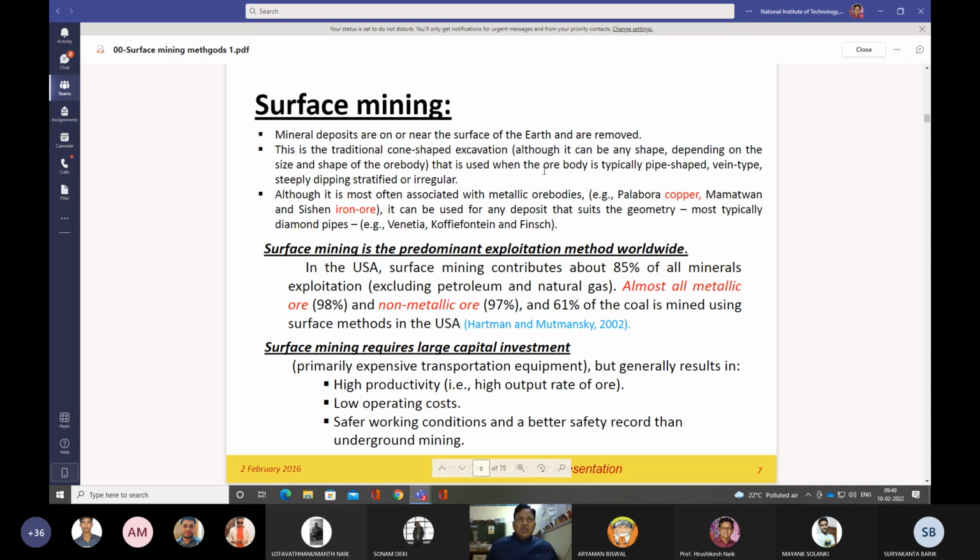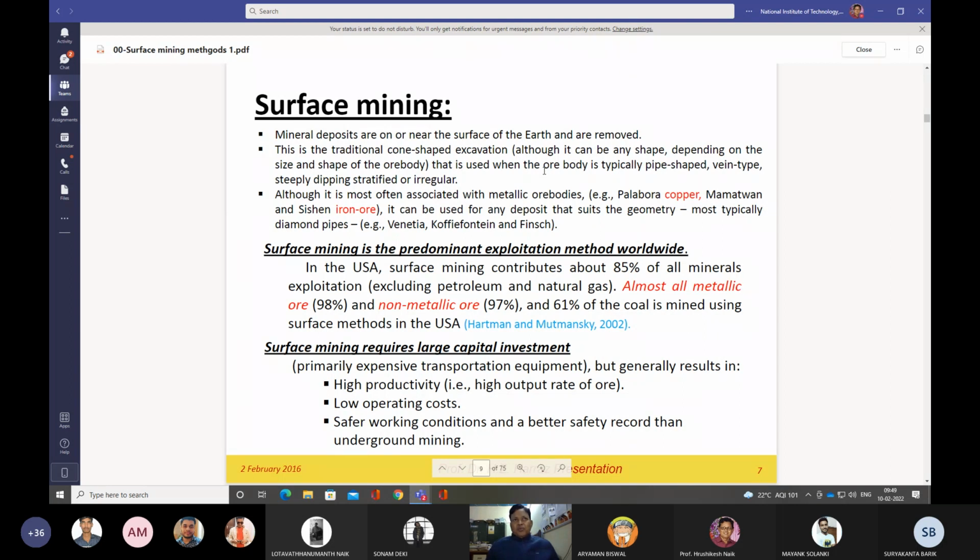The surface mining is the traditional cone-shaped excavation. As I have shown you the diagram, it is a cone-shaped excavation. It can be any shape depending on the size and shape of the ore body that is used. Ore body is typically pipe-shaped, vein-type deposit, pipe-type deposit, steeply dipping, stratified deposits or irregular deposits. Depending on that, the shape of the mine will look.